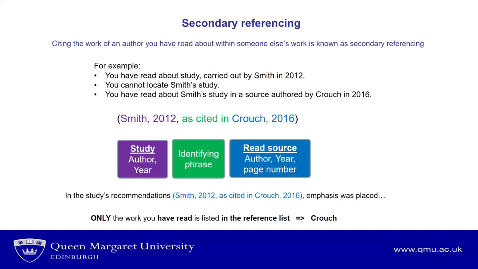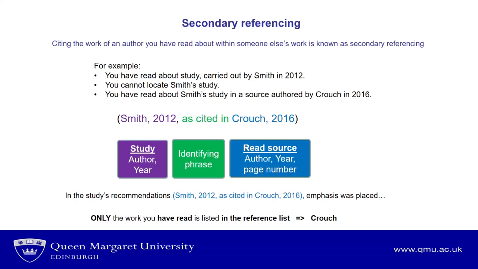APA also has guidance on secondary referencing, and you might need to consider secondary referencing if you wish to cite the work of an author that you've read about, but you've read about that work in somebody else's work. Firstly, it is good practice to always find the original source so that you can read the work yourself. Otherwise, you're relying on others to have accurately interpreted the conclusions and the arguments of that particular author.